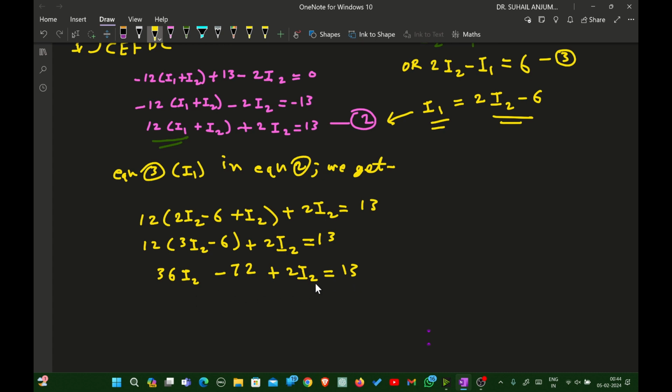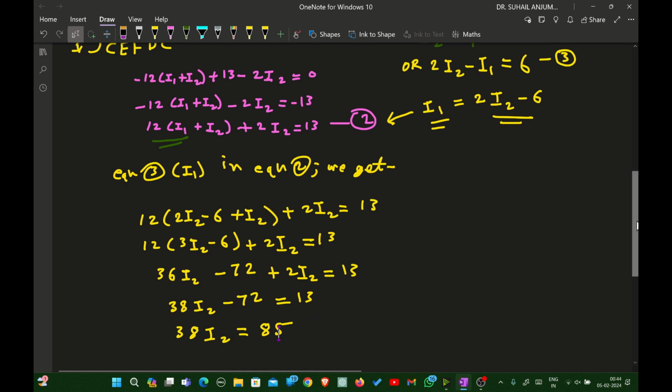Now, this 36 plus 2 will be nothing but 38. So it will become 38 times I2 minus 72 is equal to 13. Or we can say 38 times I2 is equal to, if 72 goes on the other side, 72 plus 13. So 72 plus 3 is 75 plus 10, it will be 85. Okay?